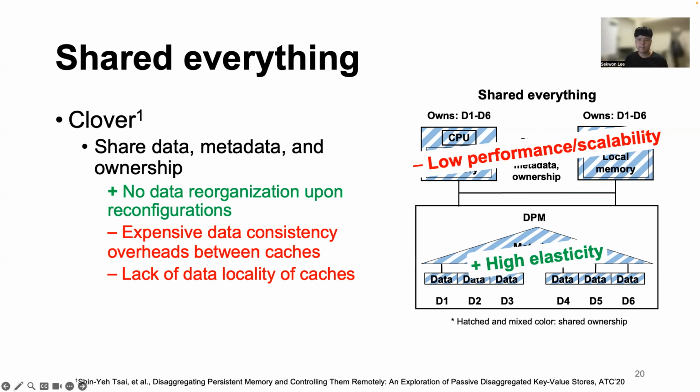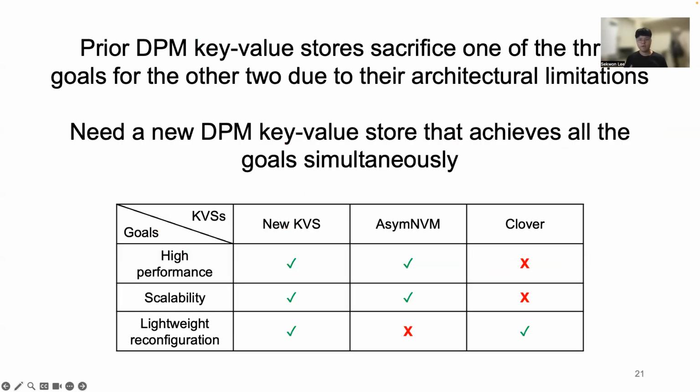As shown so far, prior DPM key-value stores sacrifice one of high common case performance, scalability, or lightweight reconfigurations for the other two. Thus, there's a need for a new DPM key-value store that achieves these three properties simultaneously.